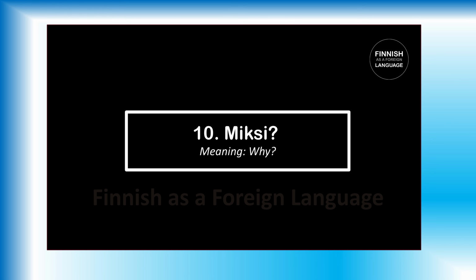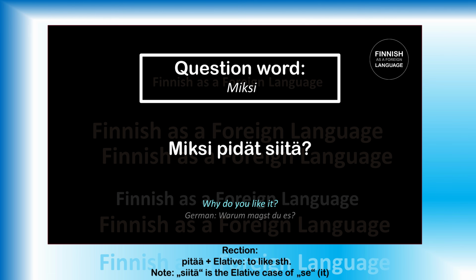Alright, we carry on with our next question word, which is miksi, meaning why. Here's our first example. Miksi pidät siitä? means why do you like it? Here we use, by the way, siitä because of the verb pidät, which is the second person singular present tense of the verb pitää, which here means to like. And this one always requires the allative case when we want to express that we like something. Miksi pidät siitä? Why do you like it?